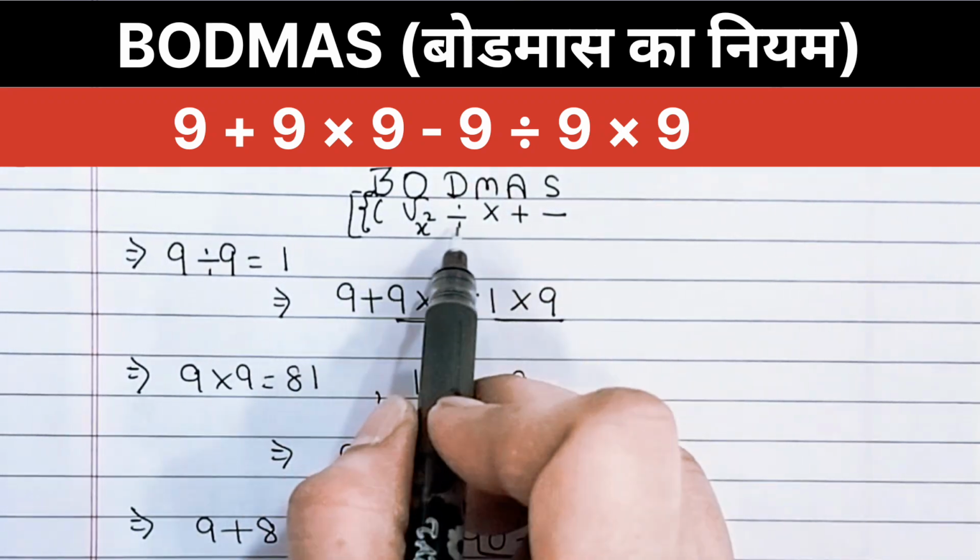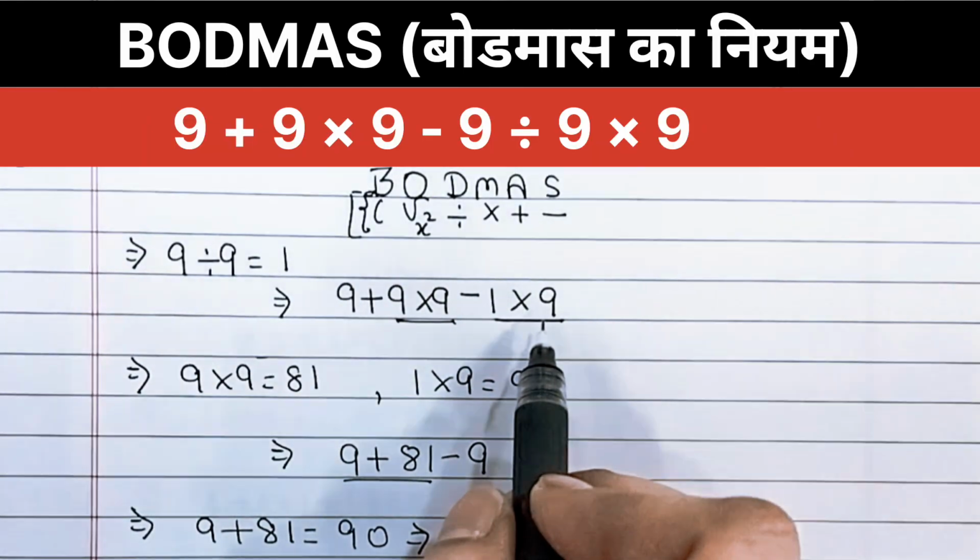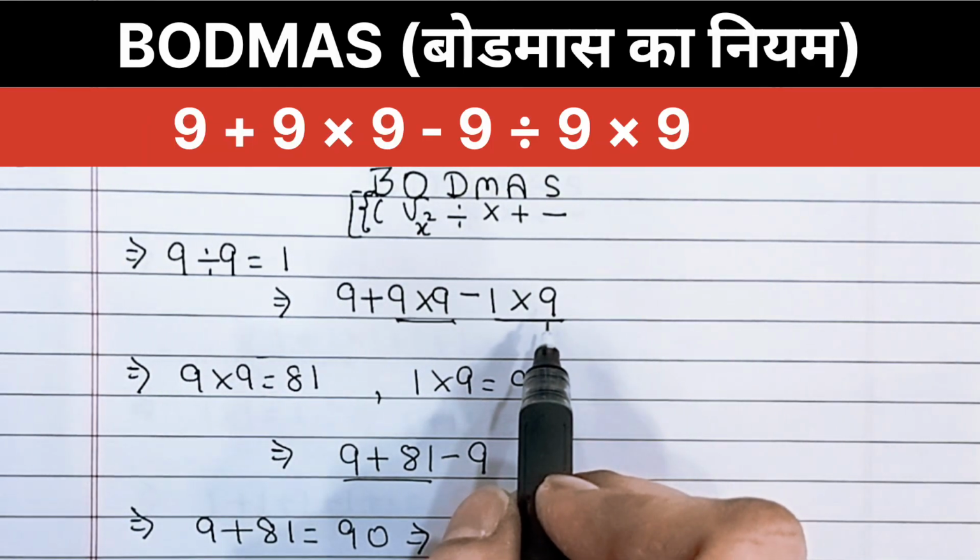By strictly following the BODMAS rule, we ensure that the mathematical operations are performed in the correct logical sequence, leading to the accurate value. So I hope it is clear.